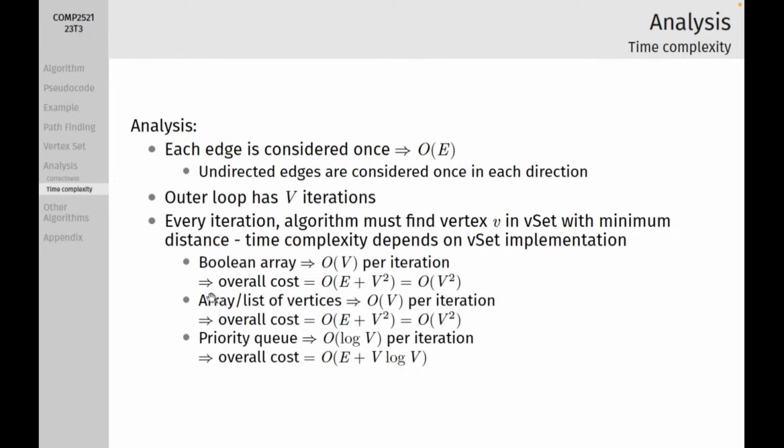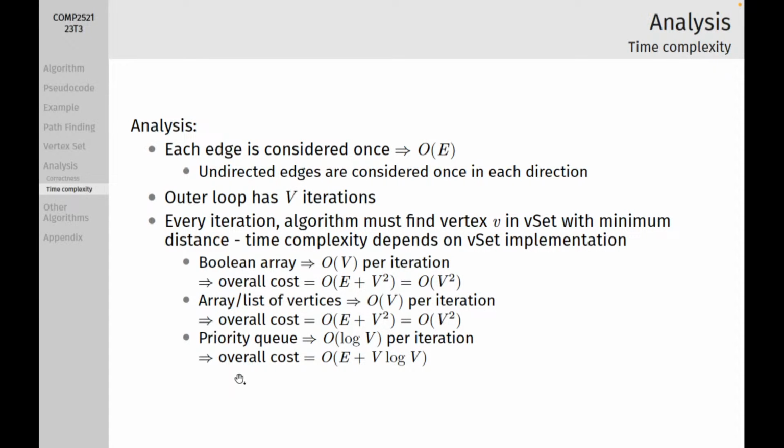All right, if you use an array or list of vertices to implement the V set, then we saw earlier that the cost is O of V per iteration. So the overall cost is the same as for the Boolean array, just O of V squared.